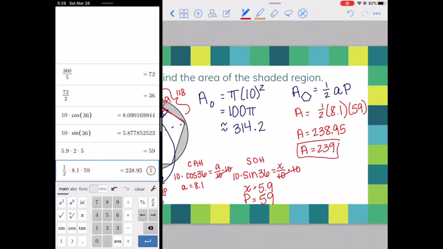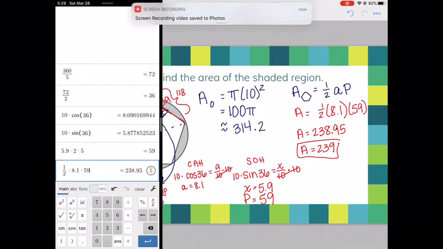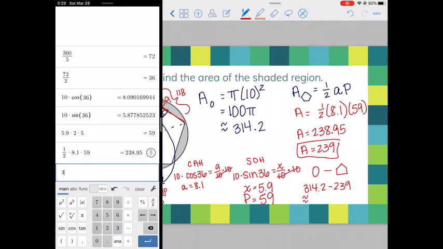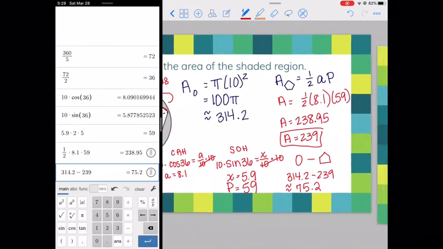So the last part of this is going to be to find the area of just the shaded region. So I'm going to take the area of the circle minus the pentagon to find that final answer. So this will be 314.2 minus 239. And this is an approximation because we've rounded a bunch of stuff. So 314.2 minus 239 gives me an area of 75.2, and that is going to be measured in square inches.